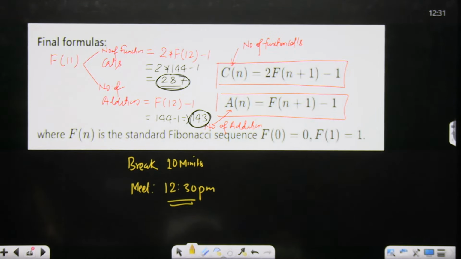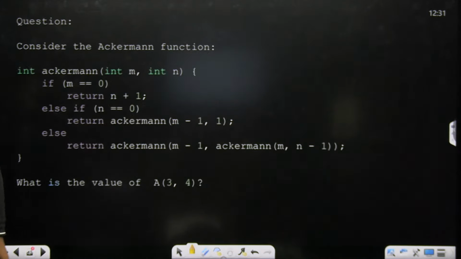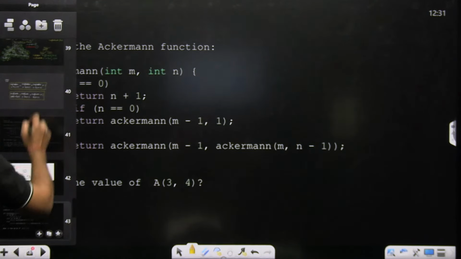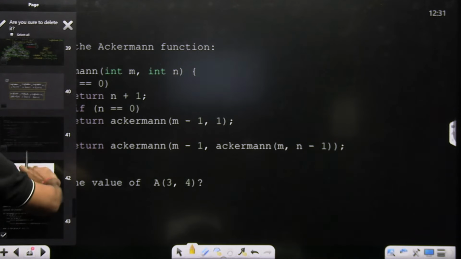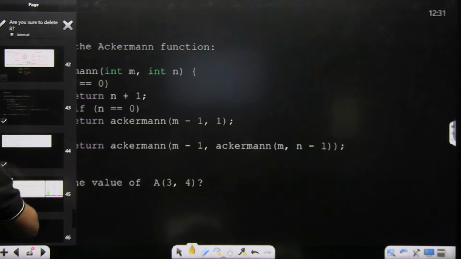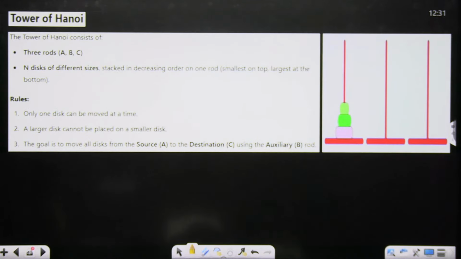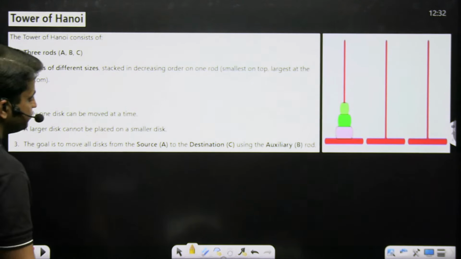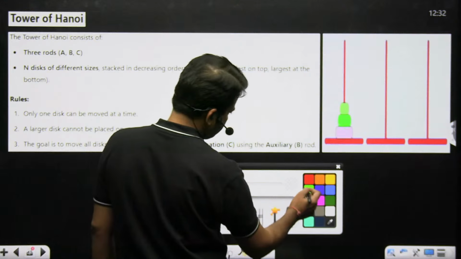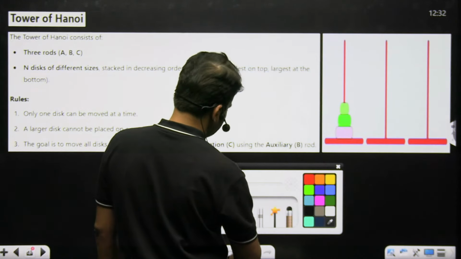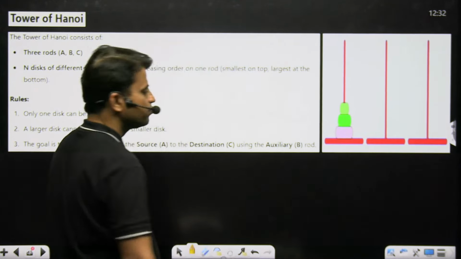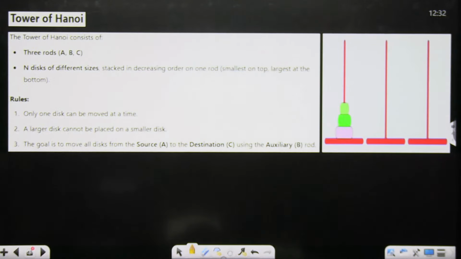Now students, come back, have you all come? I think this was already covered. We have covered this thing. Okay, so remove this. Now Tower of Hanoi. Have you all come?